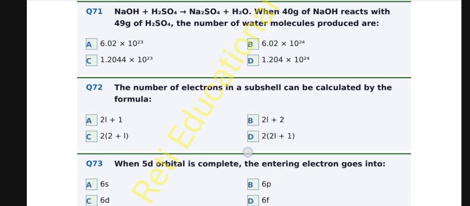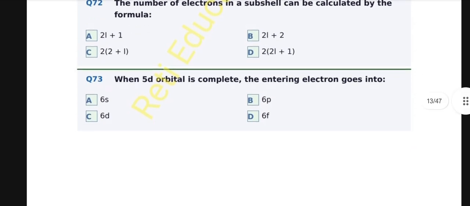Question number 73. When 5d orbital is complete, the incoming electron goes into A. 6s, B. 6p, C. 6d, D. 6f, and the correct option is B. 6p. After 5d is filled, configuration 5d10, following the Aufbau principle, the next electron enters the 6p subshell.